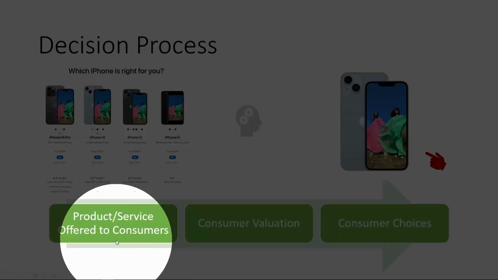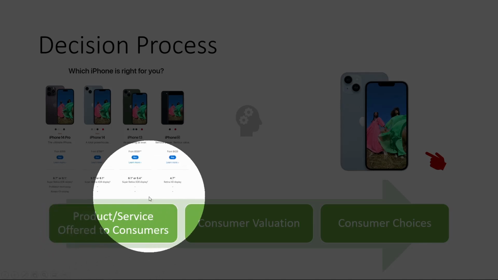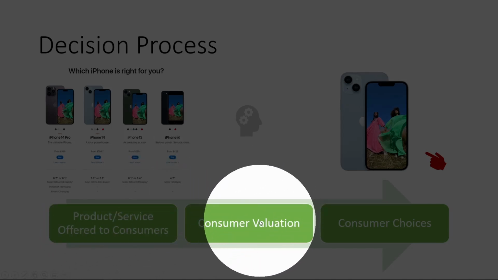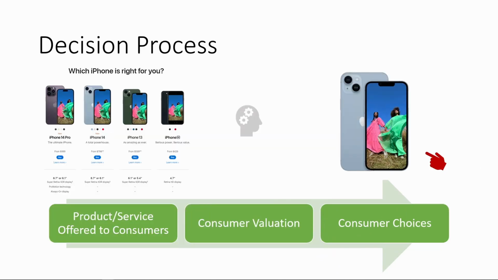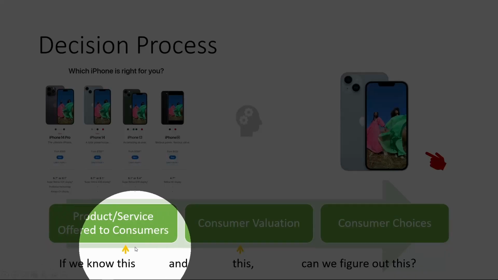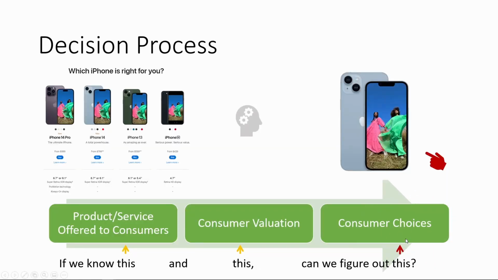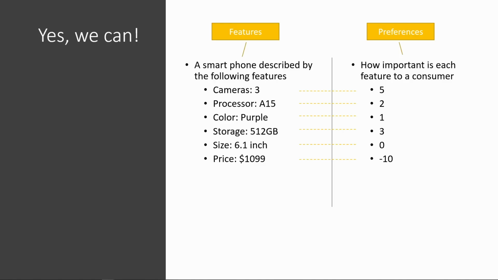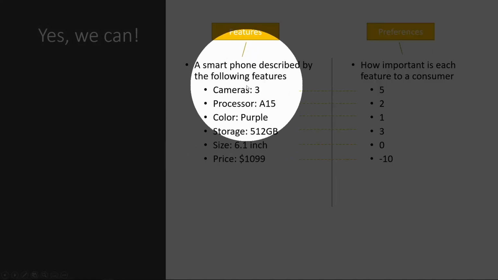So first, we have the product or service offered to consumers, and then consumers would evaluate the product, and then they're going to make the choices. So let's assume that if we know this and this, can we figure out the outcome of consumer choices? Actually, yes, we can. On the right, I've shown you an example of smartphones described by a bunch of features.